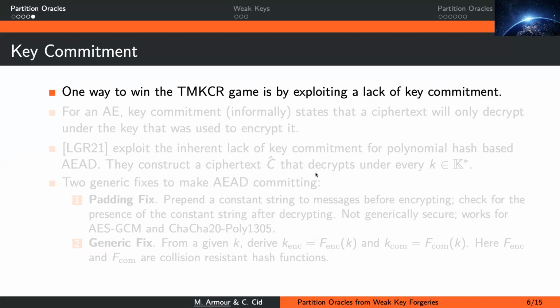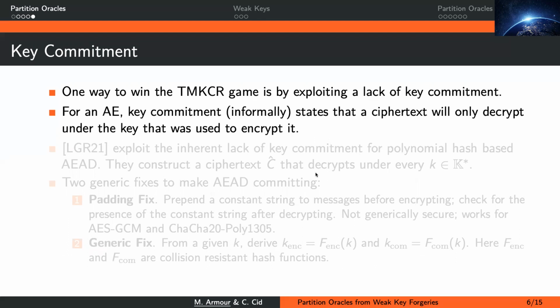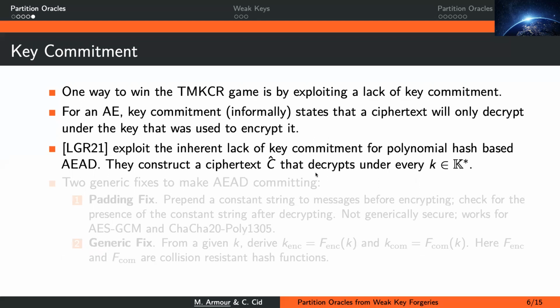One way to win this TMKCR game is by exploiting a lack of key commitment. For authenticated encryption, key commitment states that a ciphertext will only decrypt under the key that was used to encrypt it. Len, Grubbs, and Ristenpart exploit the inherent lack of key commitment for polynomial hash-based AEAD, and they do that by constructing a ciphertext that decrypts under every key in a set of target keys. So that was their contribution.